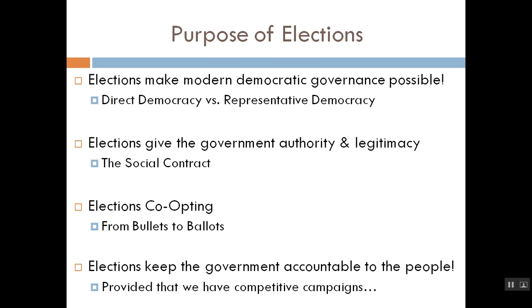So the second reason that elections are so important for our democracy is that they are the source of government authority and legitimacy. The third point is that elections help to co-opt potentially violent decision makers. So what does that mean? Well, to co-opt is to bring somebody in, to get them to cooperate or participate in a system, process, or team. And what we're going to discover is that elections allow for people who are dissatisfied with their government to have these grievances addressed peacefully.